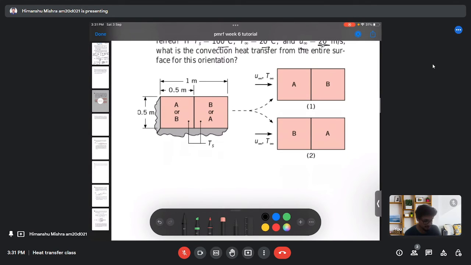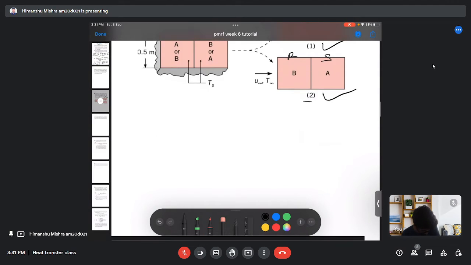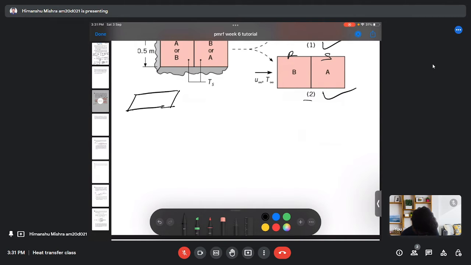So we have been given two orientations here, orientation 1 and orientation 2. The B portion is rough, and the A part is smooth. In the first orientation, the air will pass through the smooth portion first, and then it becomes rough. And in the second orientation, the air will pass through the rough portion first, and then the smooth. So these are my dimensions of the first orientation.